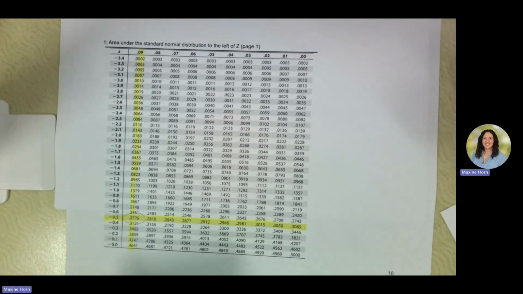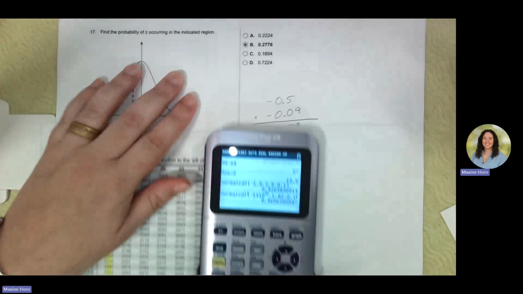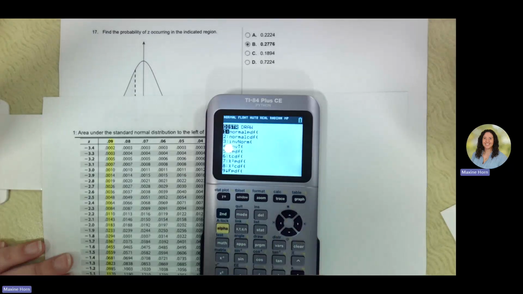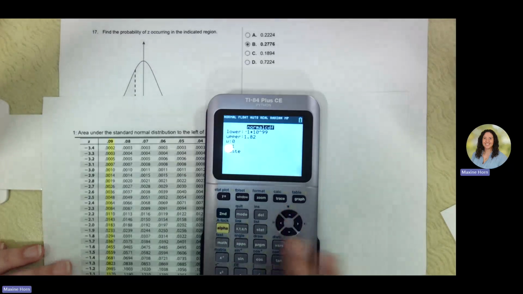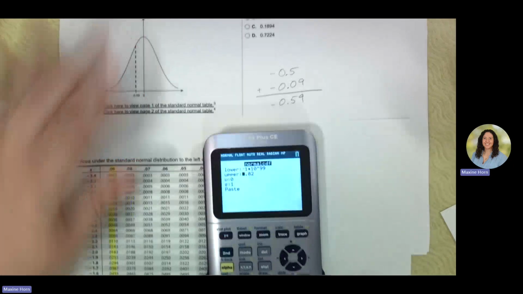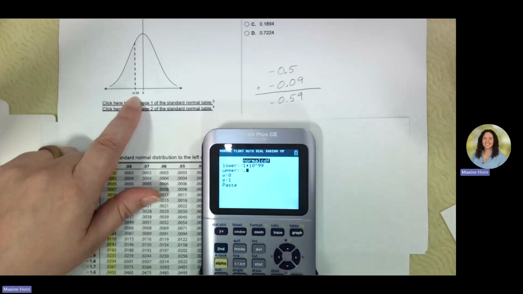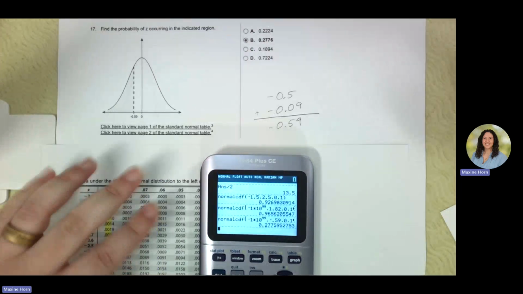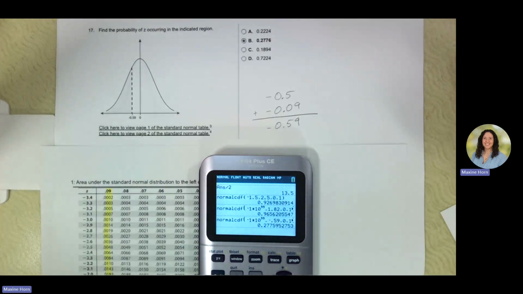So 0.2776. Depending on how quickly you can pull this chart up, it might actually be faster than plugging this into the calculator. Remember how we plug this into the calculator? We go to 2nd VARS, normalcdf. Our lower bound, we leave at what's essentially negative infinity. Our upper bound is this negative 0.59. We have a 0 and a 1. And sure enough, we're getting the exact same thing that we got with the chart. So it's up to you which one you feel you can do faster.